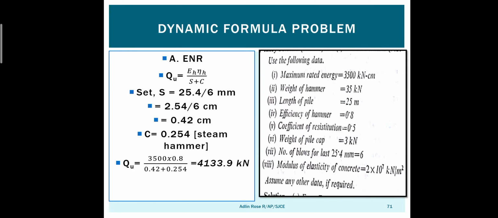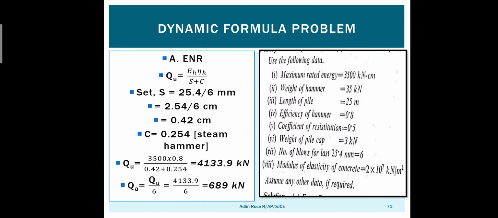This is QU. Actually, what have they asked in the question? Allowable load has been asked. What should we do? We should divide by factor of safety. For the ENR formula, a factor of safety of 6 is considered. So just divide 4133.9 by 6, factor of safety. That will give you 689 kilonewton. 689 kilonewton. This is ENR.